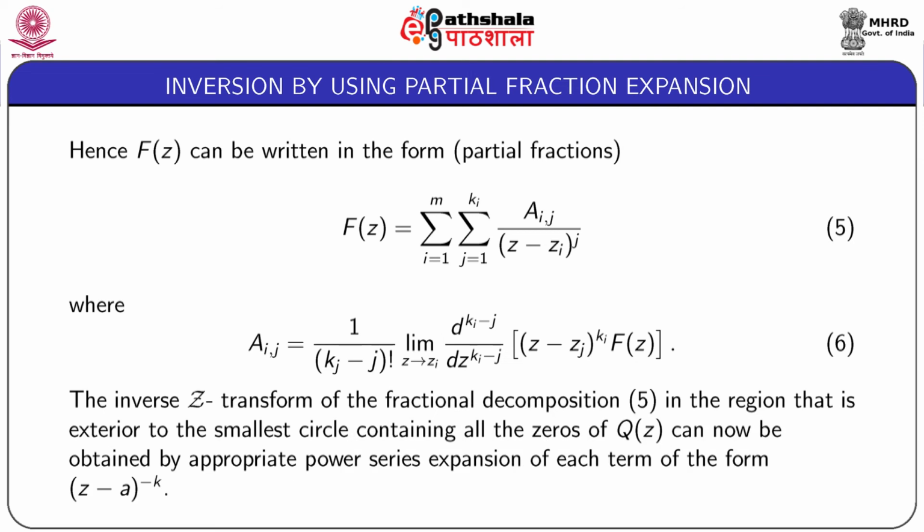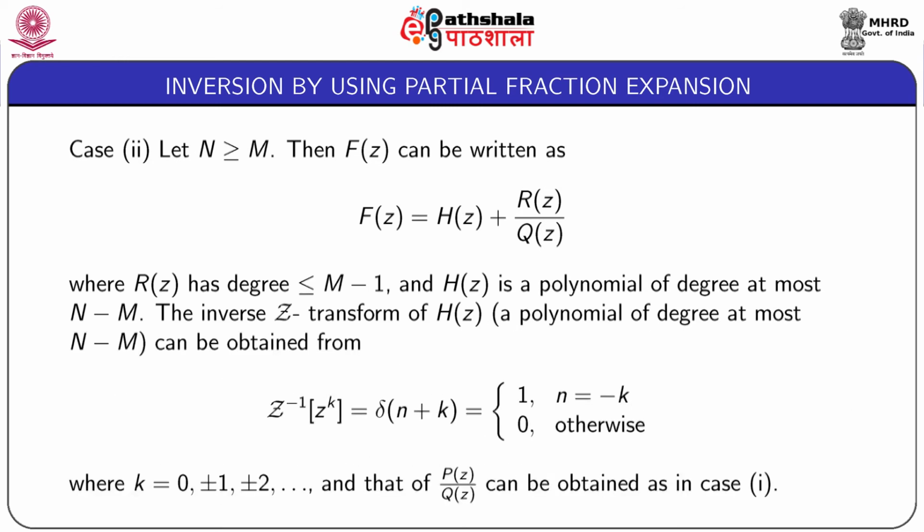Hence, we can write capital F(z) as a partial fraction in the form F(z) equal to summation i equal to 1 to m, summation j equal to 1 to ki, a_ij by (z minus zi) to the power j, where a_ij equals 1 by (ki minus j) factorial, limit z tends to zi, d to the power ki minus j by dz to the power ki minus j of (z minus zi) to the power ki F(z), as given by equation 6. The inverse Z transform of the fractional decomposition 5, in the region that is exterior to the smallest circle containing all zeros of Q(z), can now be obtained by appropriate power series expansion of each term of the form (z minus a) to the power minus k.